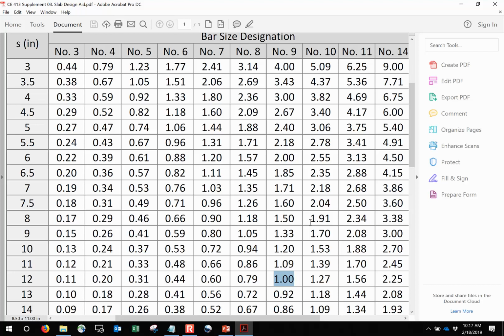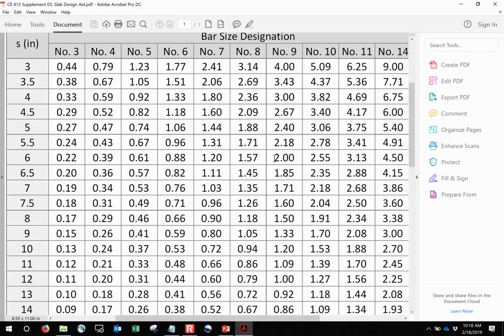Make sense? Now, what happens if I decrease the spacing to, let's say, 6 inches? Well, if I have a bar every 6 inches, how many bars do I have per foot? 2 of them, right? And so as the bar spacing decreases, the amount of steel per foot increases.